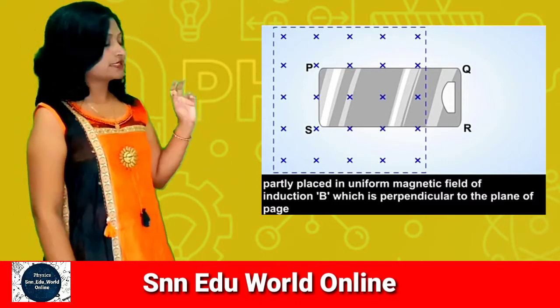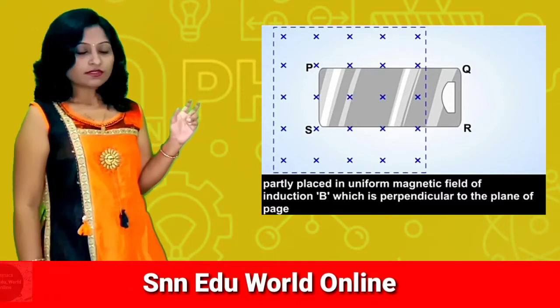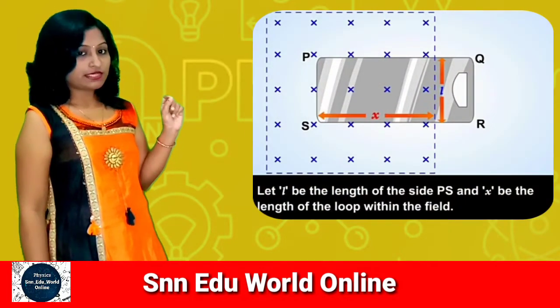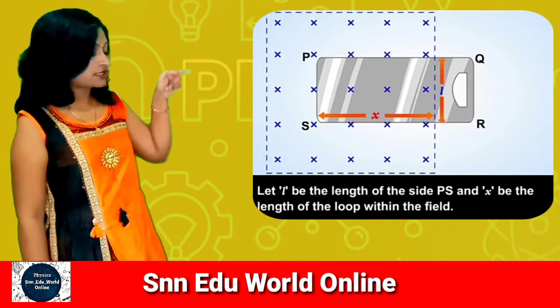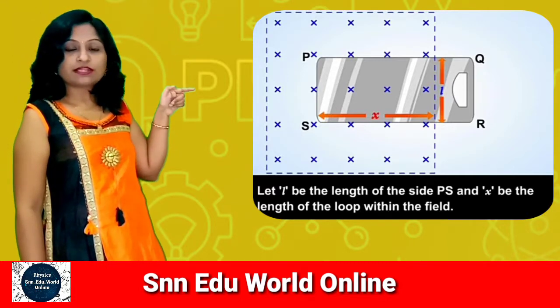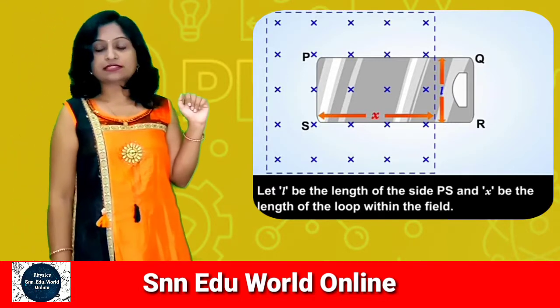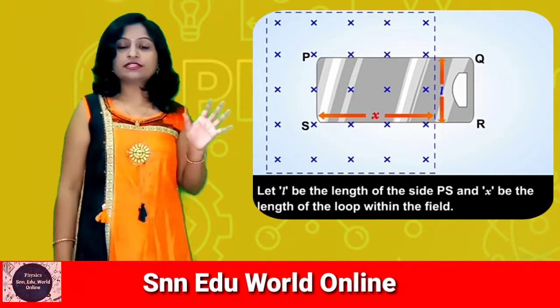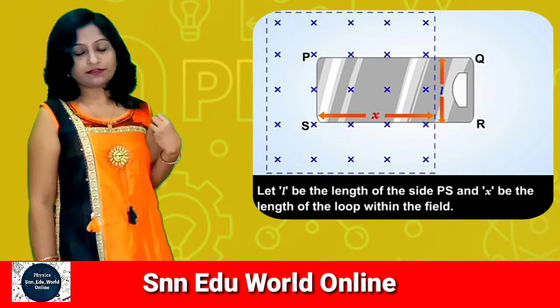Okay, so this is the diagram. Now let L be the length of the side PS. Side PS means this side. Let small l be the length of PS. And small x is the length of the side which is partly inside the magnetic field.